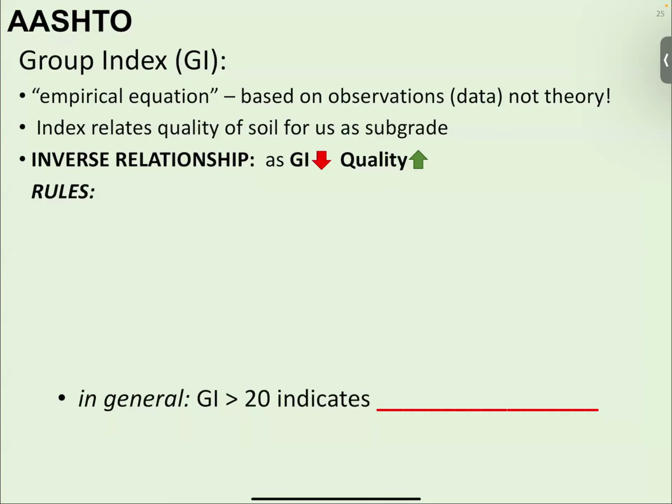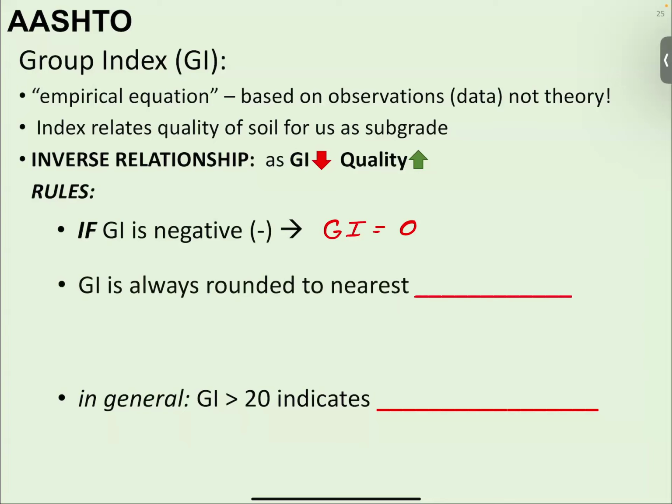So what do those numbers actually mean? If you calculate GI as a negative value, then we just always show it as 0. So you'll never actually see a negative value. We just assume it's such a high quality that we're just going to put it as 0. GI is always rounded to the nearest whole number as well. It's an empirical relationship, so we're not super precise, and you're just going to round to the nearest whole number.